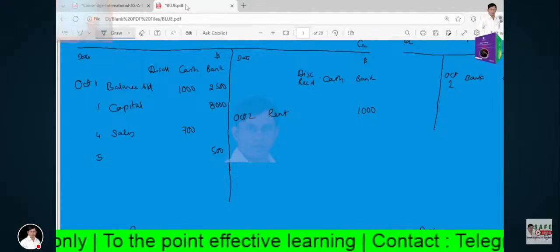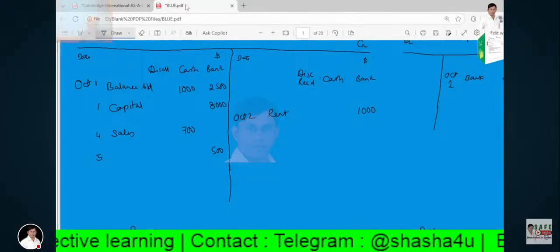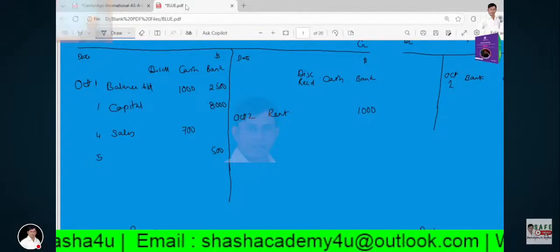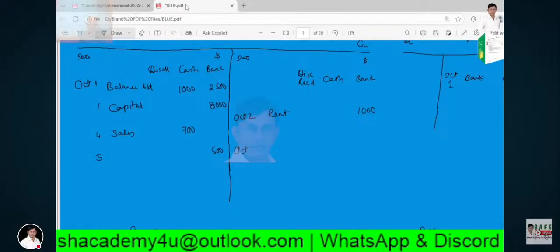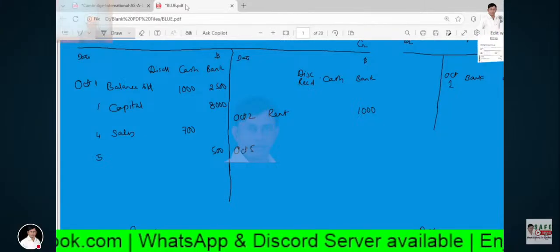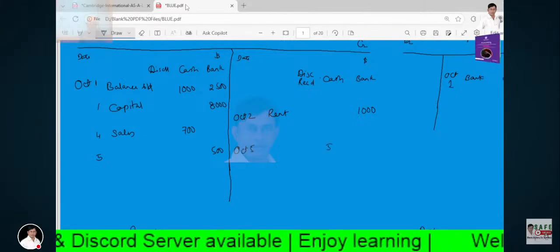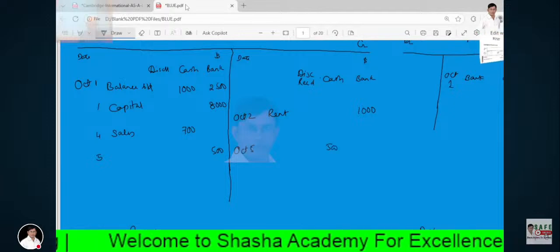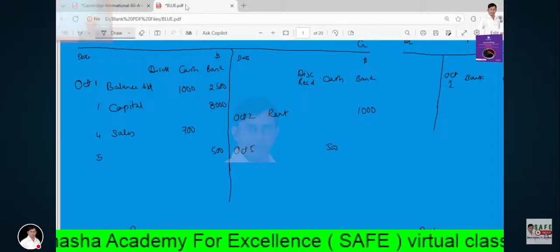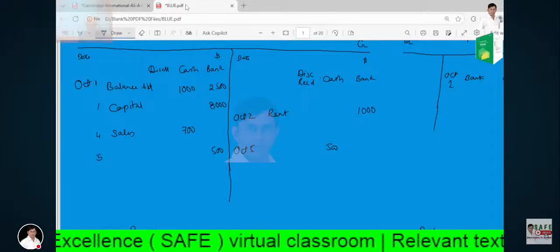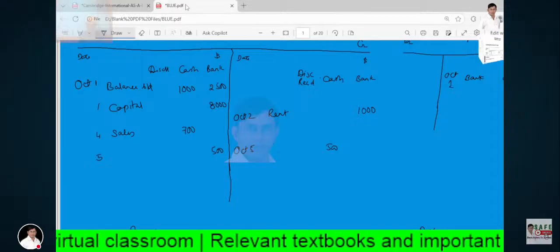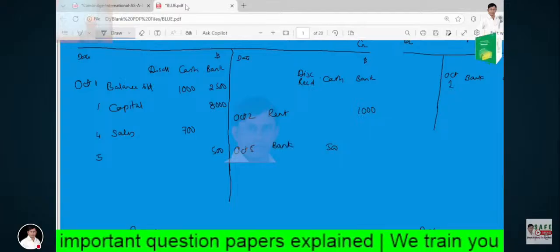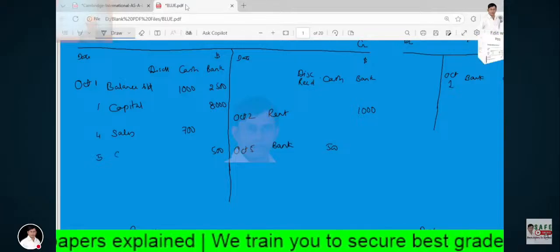So here it will come. So it is cash payment and bank receipt. So October 5th. Same date, same line. So against this, money is going out from cash and coming in bank. So against this, you have trade bank. So against this, you have trade cash.